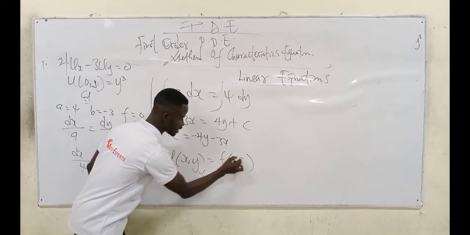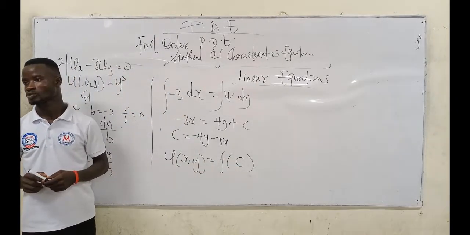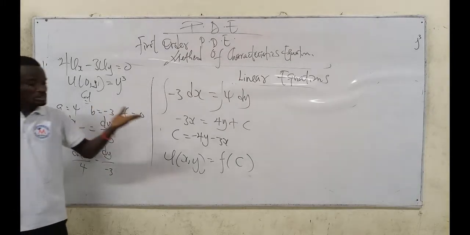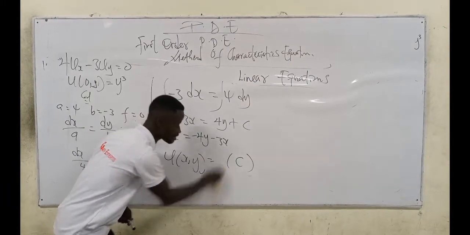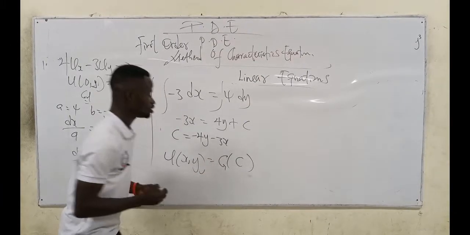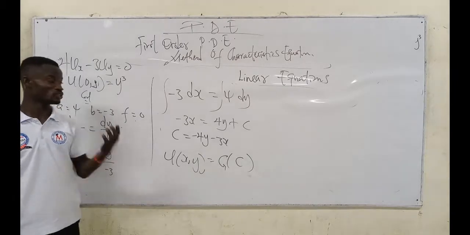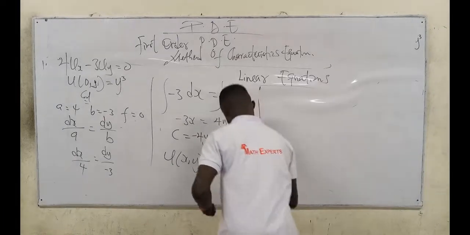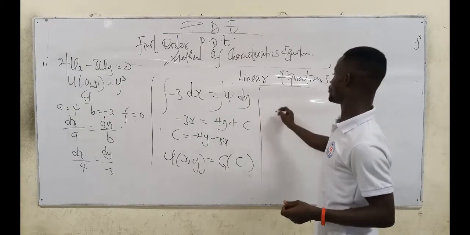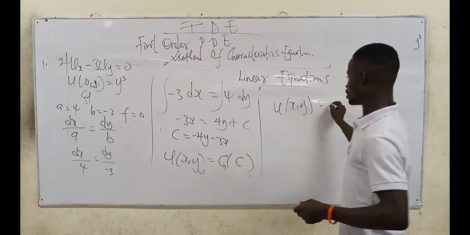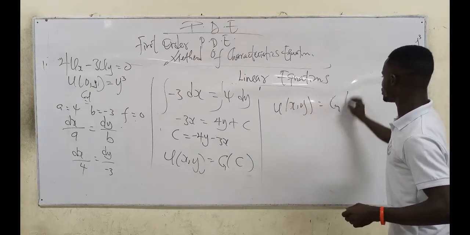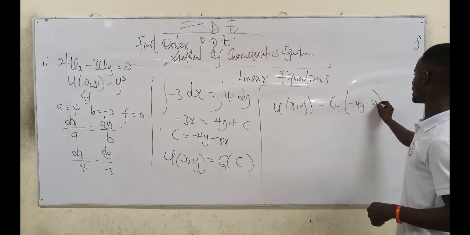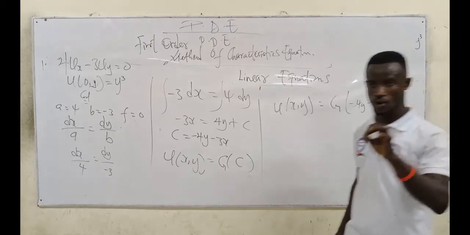To be in terms of the constant. I suggest we use a different constant variable because we have f equal to 0. Anyway, the concept is what matters. That's why we normally use G, as in the book, so that when you open the slide, you don't say it's a mistake. For the general equation, G, then C will be negative 4y minus 3x. That's all. This is the general equation.